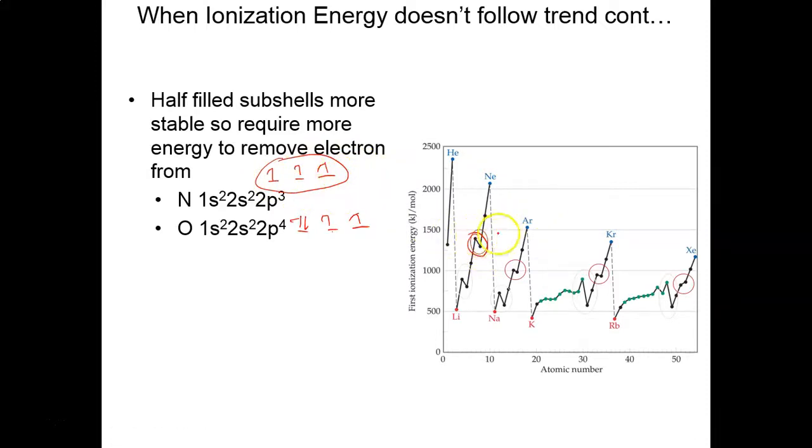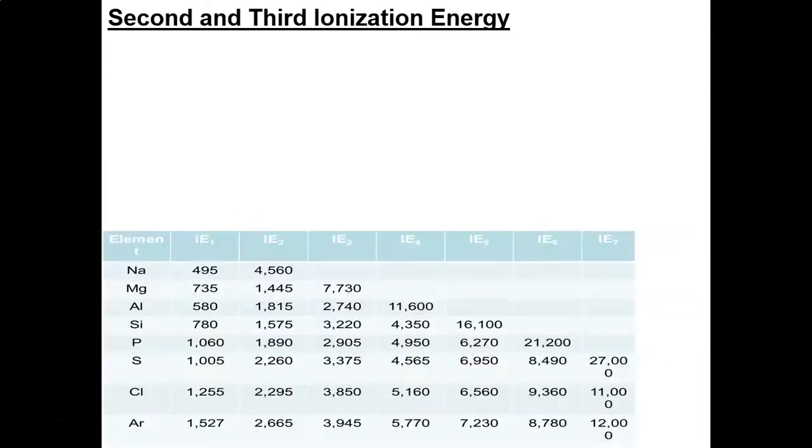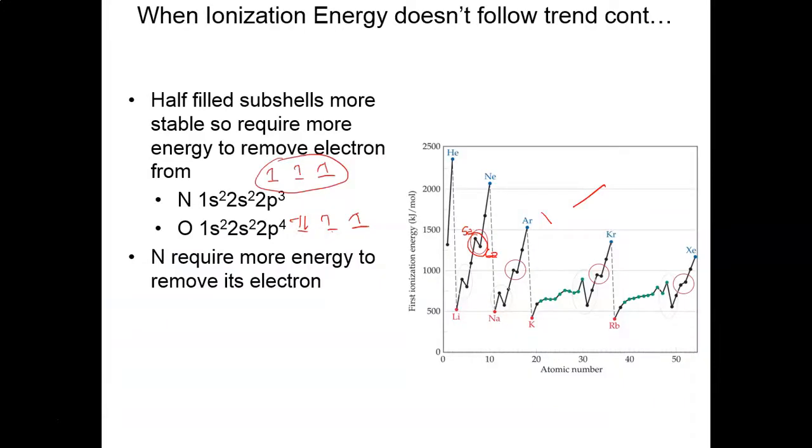Because ordinarily, what you expect it to be, instead of doing this little thing like this, it should be going like this. So this is the reason. This is for any elements in period 5A versus 6A. This theory holds true. So N requires more energy to remove its electron because it's half filled. I should have said that.